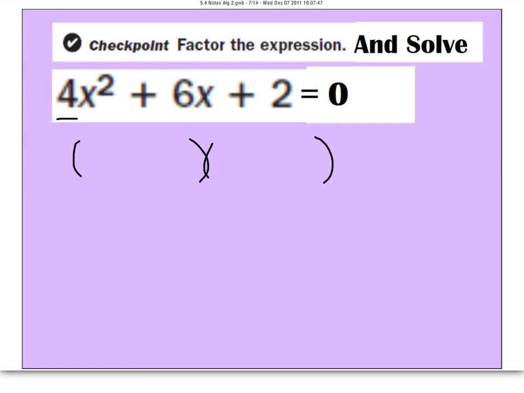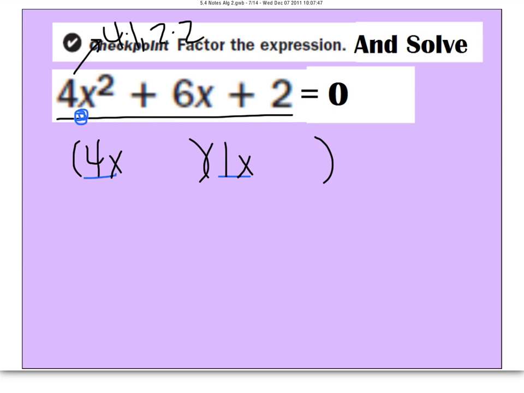Take our trinomial here, break it into two binomials. My 4x squared has to go at the beginning. So again, the x squared is easy, x and x. Now this 4 can be tricky. It's either a combination of 4 and 1, or it's 2 and 2. And I just don't know which one it is. I feel like trying the 4 and 1.